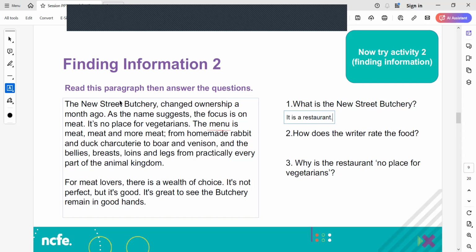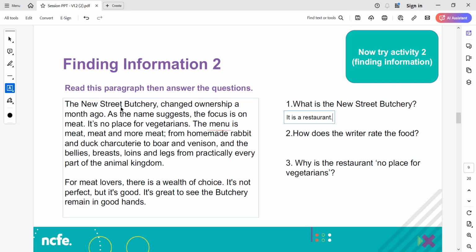Okay, so it's a bit of a trick question because it wants you to prove to the assessor that you have read it for detail. So you haven't just seen the word butchery and said, oh, it's a butcher's shop. You've read it for detail. You know there's a menu there. So it's a restaurant. It's not just a butcher's shop.